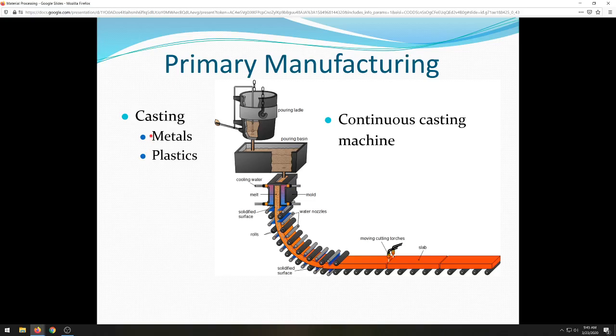And with metals, this image here actually shows what you would do with what's called a continuous casting machine. And again, this can apply to both metals and plastics, but basically you take your pouring ladle, which has been filled with a molten material, then it goes into the pouring basin.